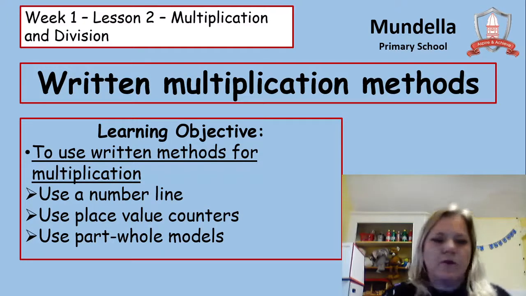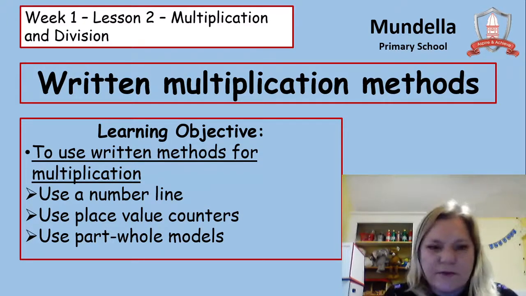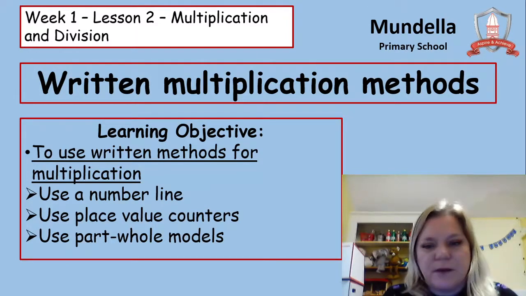Okay, so we're going to do 3 different types of written methods today. We're going to be using a number line, we're going to be using place value counters and place value grids, and we're going to be using part whole models. And we've come across all 3 of those things in year 4, so they are things that you should be quite familiar with. We're going to use them to help us with our multiplying numbers.